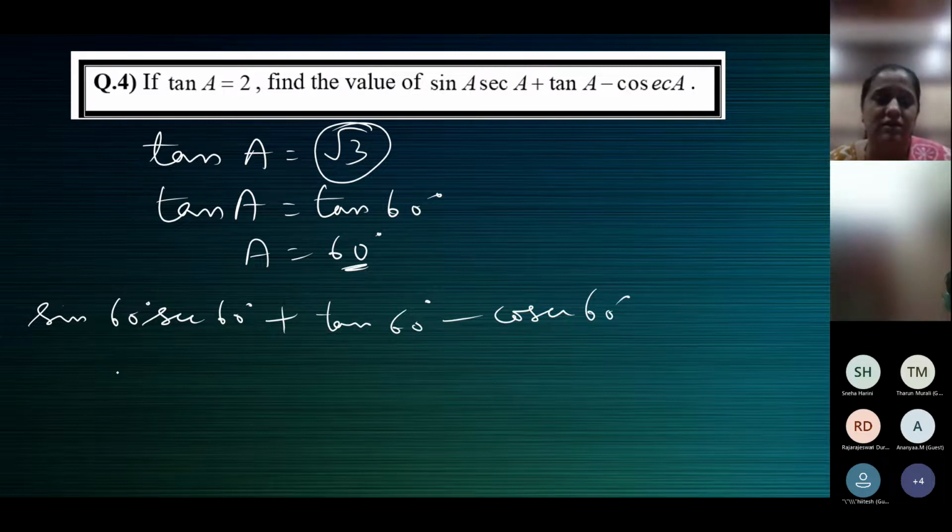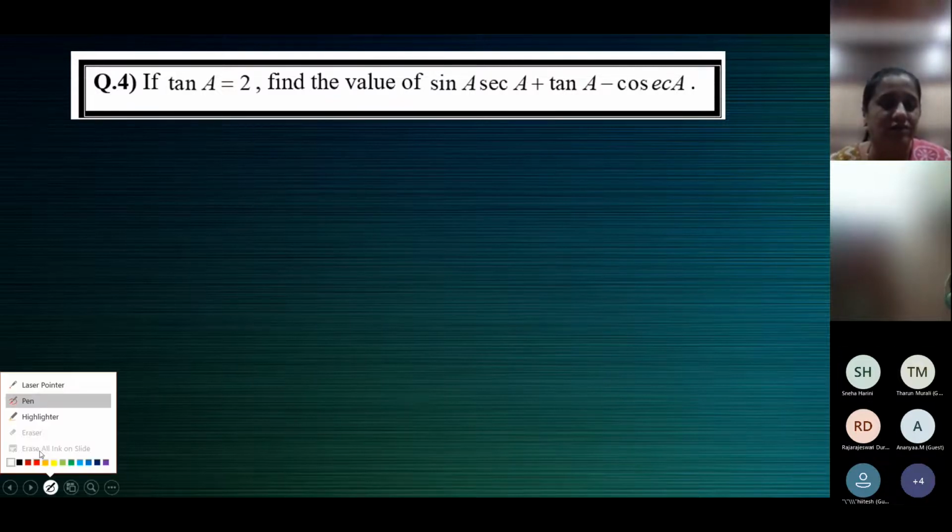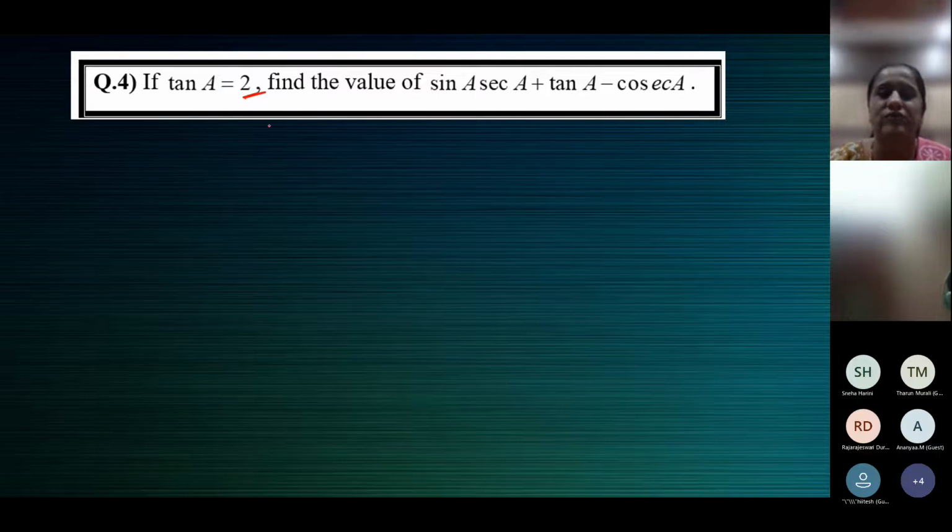We found A. Now, how do you continue? From the table, you can get these values. What's the value of sine 60 from the table? Secant 60 from the table. So substitute the values and then simplification. And always, if the denominator is irrational, rationalize the denominator. That's all. If you cannot find the value in the table, like in this case, 2, we don't find 2 in the table, then you cannot make out the angle. In that case, use the right triangle.